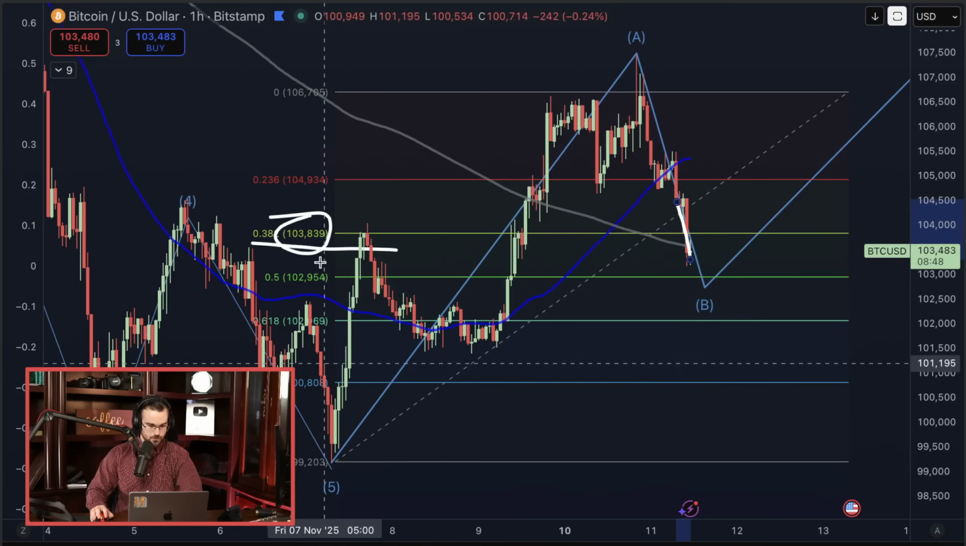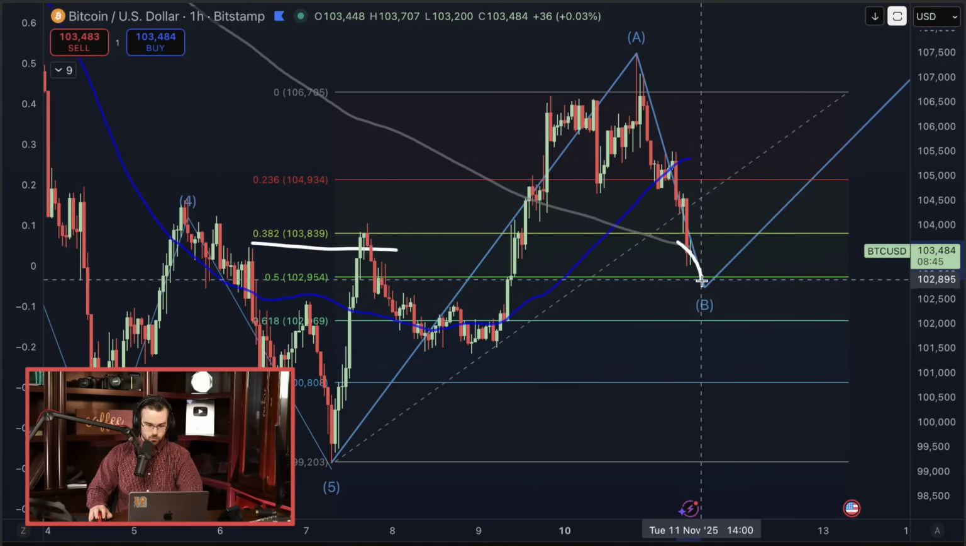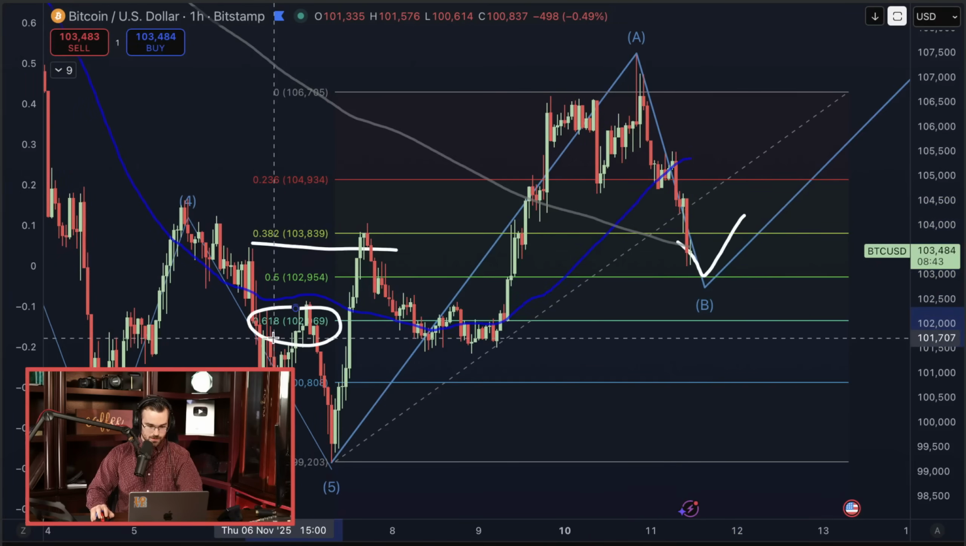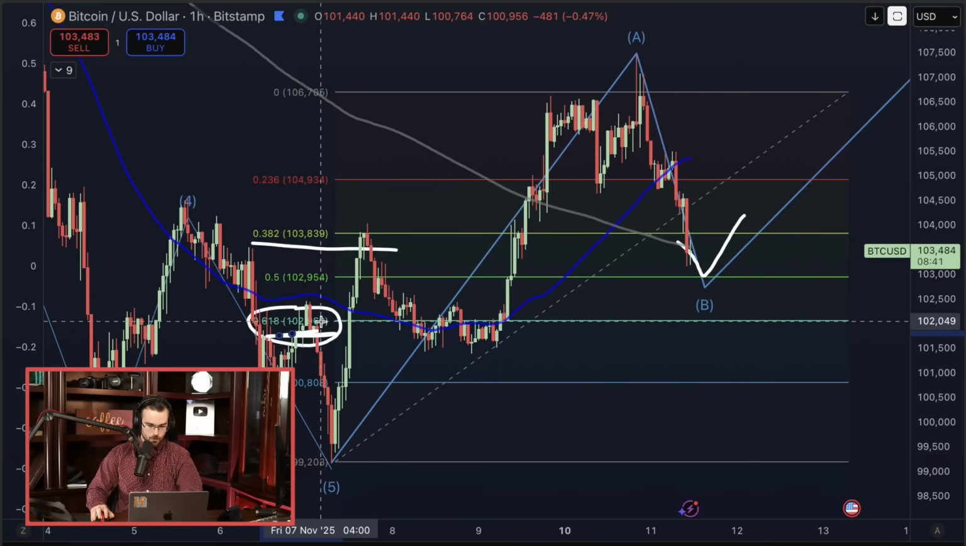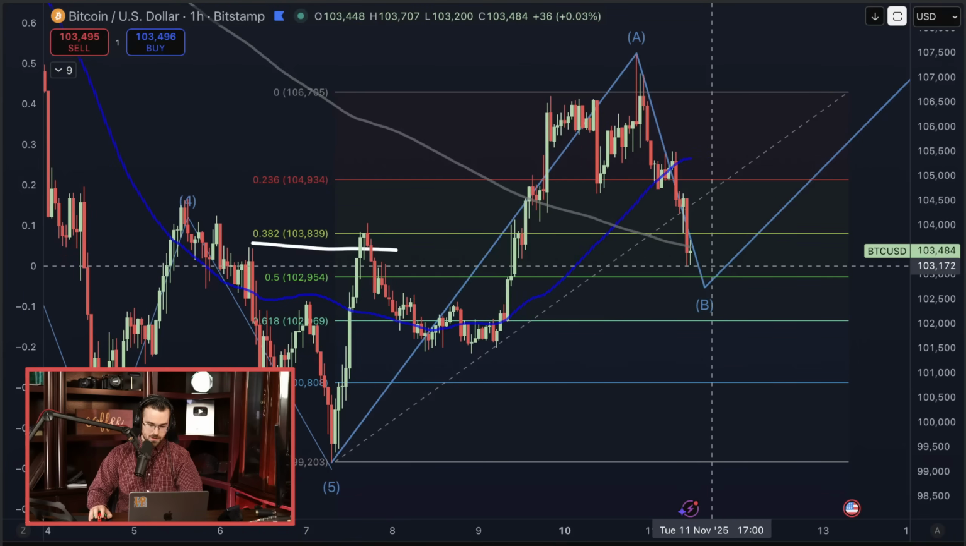103.8, we've already fallen through that. 102.9, that's right below us. And then, of course, the coveted 0.618, which currently sits at 102,000.